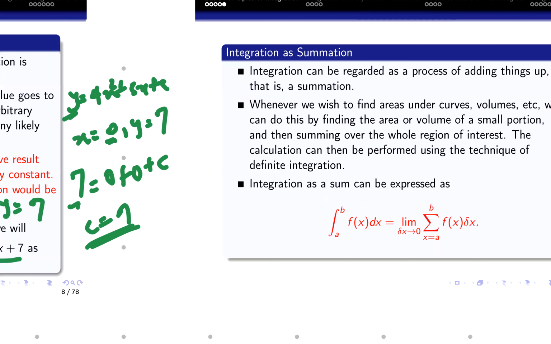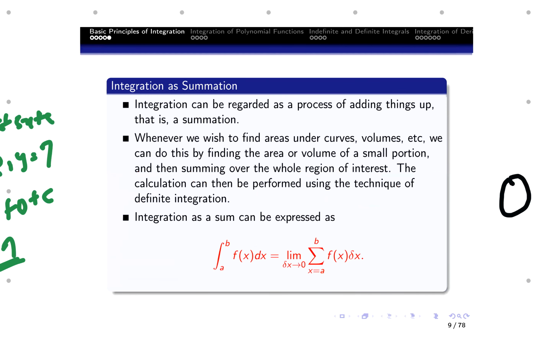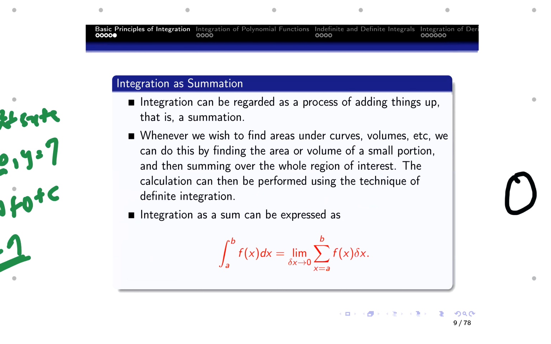So lastly, you should know that integration is also summation, like I've said before. You can see integration as summation over a continuous variable. So integration can be regarded as a process of adding things up. Whenever we wish to find areas under curves, volumes, etc., we can do this by finding the area or volume of a small portion and then summing over the whole region of interest. The calculation can then be performed using the technique of definite integration. So I've told you already that integration can be seen as summation.